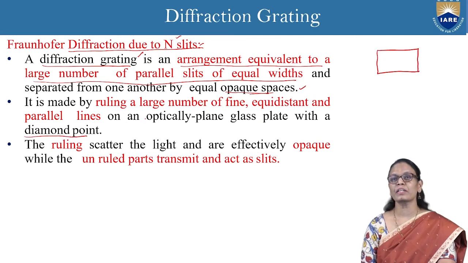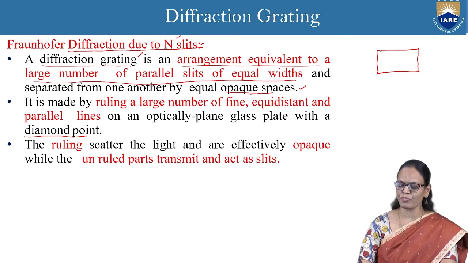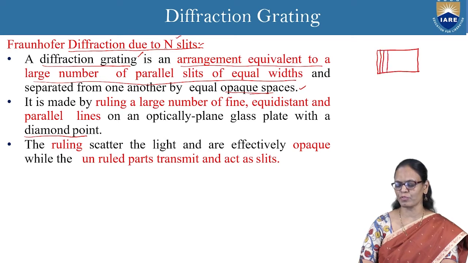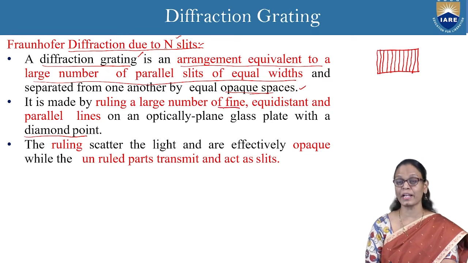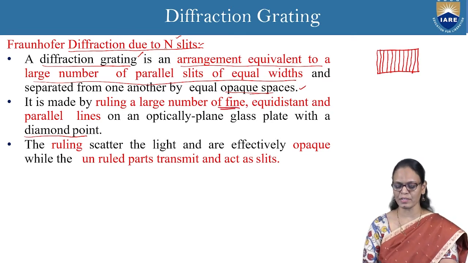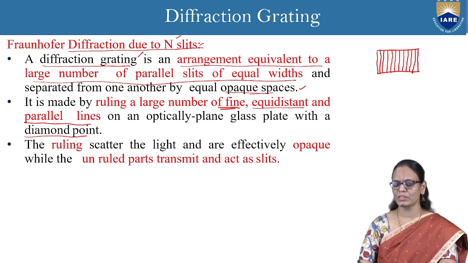So what we are having here is we are taking a diamond point and drawing fine lines on this plate. These lines have to be very fine and they are parallel to each other and also equidistant. So what is important here is fine lines, very thin lines. They are equidistant, at equal distances, and they have to be parallel. So this forms a diffraction grating.